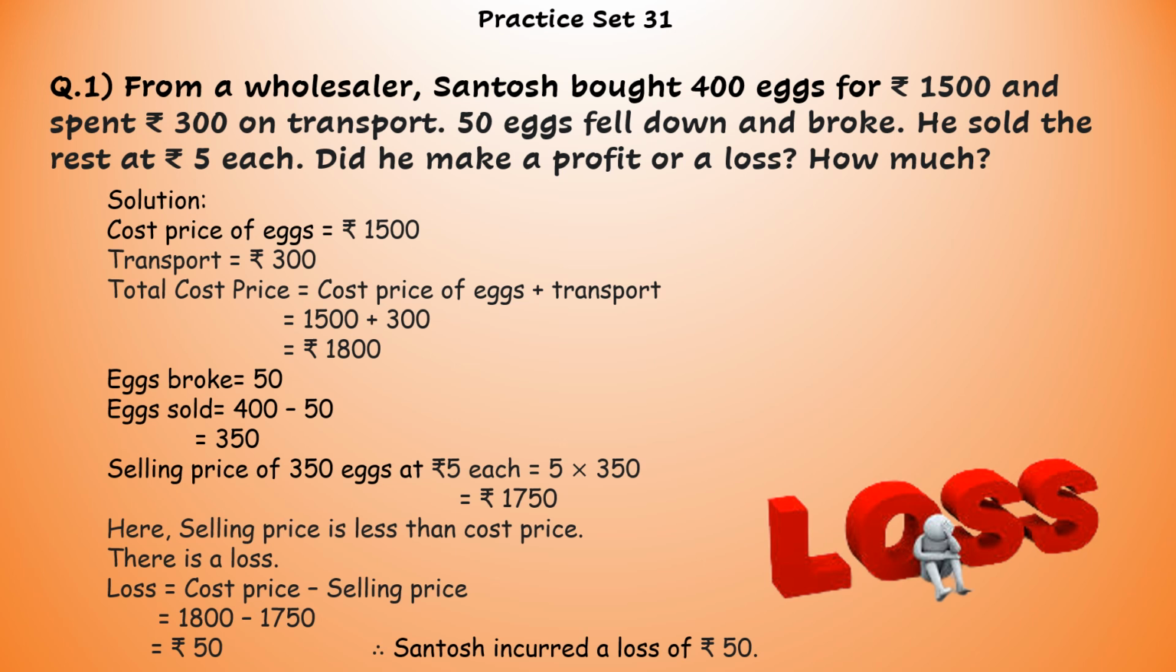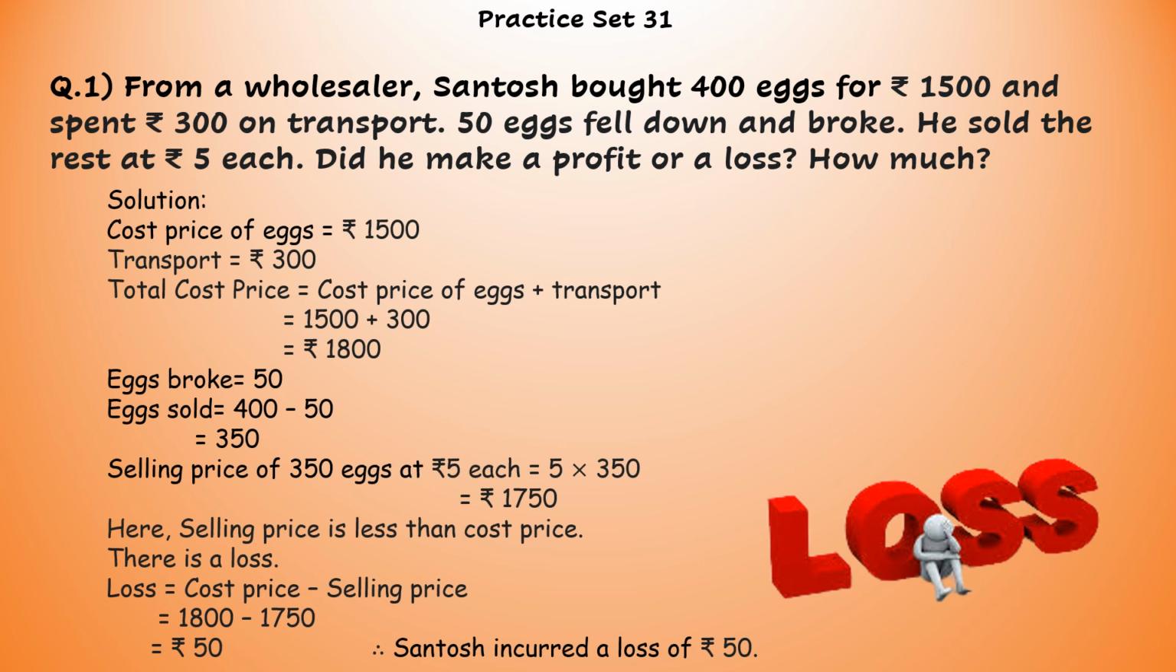Now he bought 400 eggs. Cost of 400 eggs is 1,500 rupees. And additionally, what he spent is for transport, that is rupees 300. So what is the total cost price? 1,500 plus 300, that is rupees 1,800. Now what happened in between? 50 eggs fell down and broke. Now from 400, 50 eggs fell down. What is left? Total eggs left is 350, which is sold at rupees 5 each. So one egg is rupees 5.